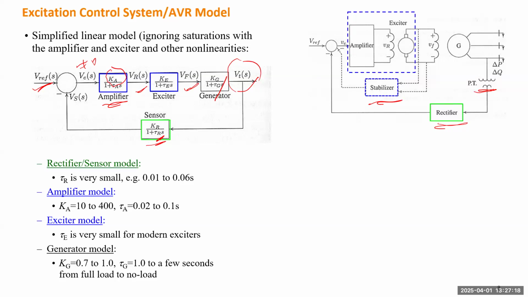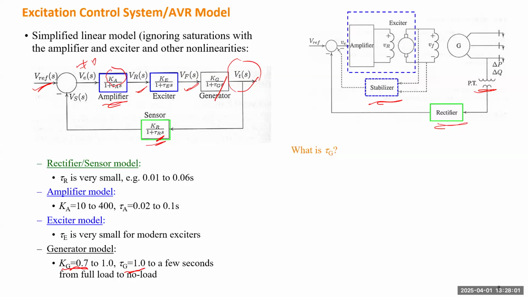Okay, and then the last one will be the generator model. This KG describes how, if you take all the voltages in per unit value, you divide the terminal voltage per unit over the field voltage per unit, that tells the gain. So this KG is not some value you can set up. It basically just describes a first order linear model for your generator. Based on the first order simplified model of the generator, you can determine this KG and also tau G. Tau G will be the time constant. Tau G here usually is 1 second or several seconds.